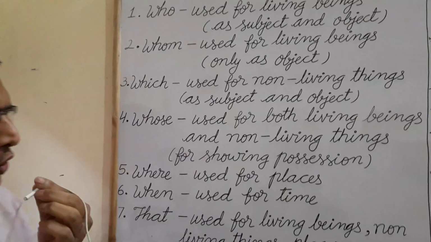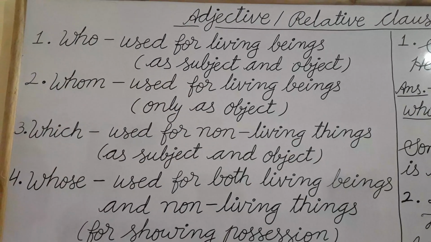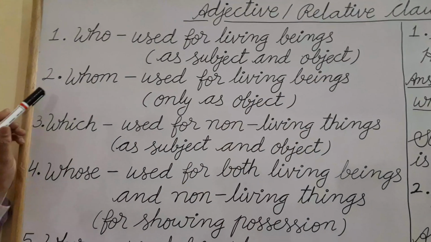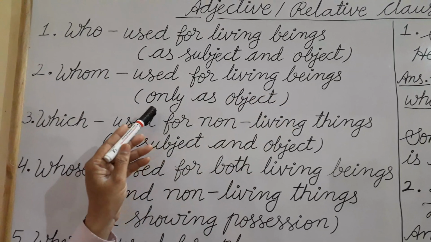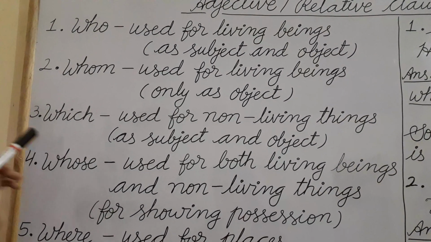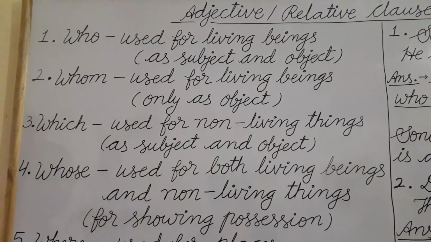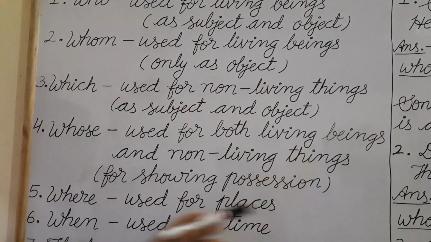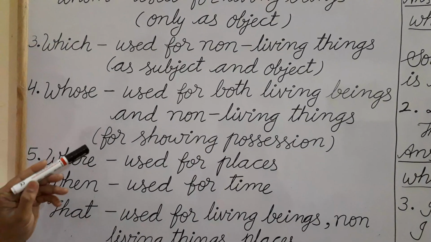The first one is who. You can see on the board, who. It is used for living beings, both as subject and object. Number two, whom. Whom is used for living beings, but only as object of the sentence. Which is used only for non-living things, as both subject and object. Now, whose. It is used for both living beings and non-living things for showing possession. Whose shows possession.